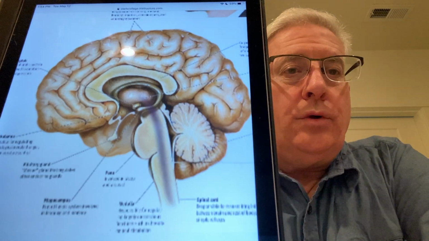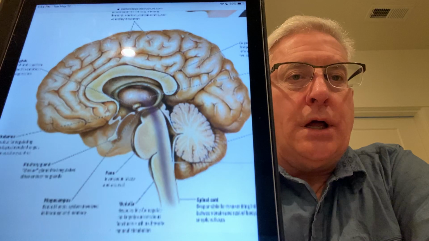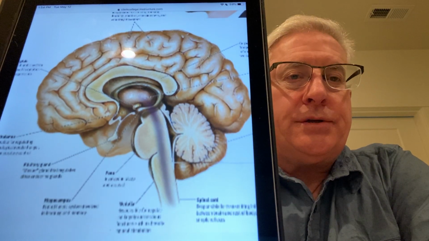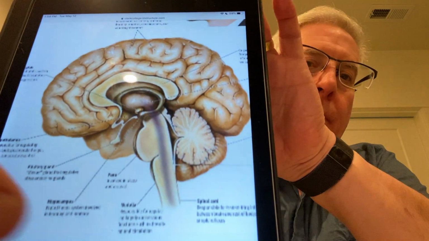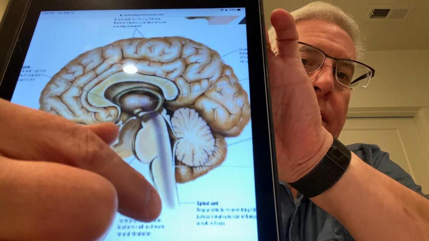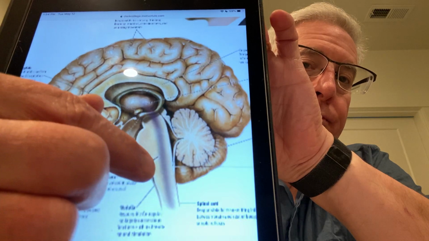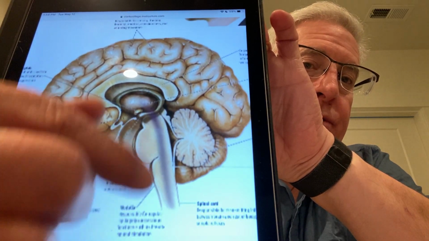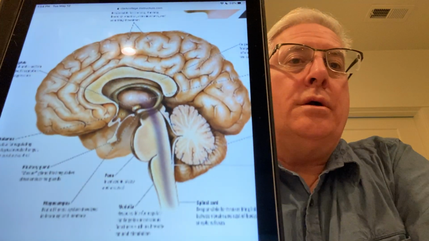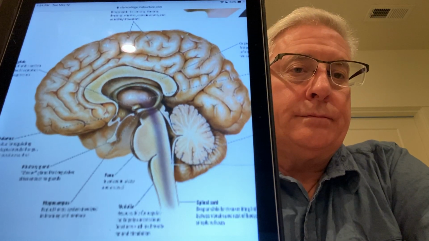So, the medulla sends constant stimuli to your lungs and your heart. Every time your heart beats, the medulla is sending a stimulus to your heart. Every time your lungs breathe, the medulla sends a stimulus to your lungs. Every single time your heart beats and your lungs breathe, the medulla sends a stimulus.